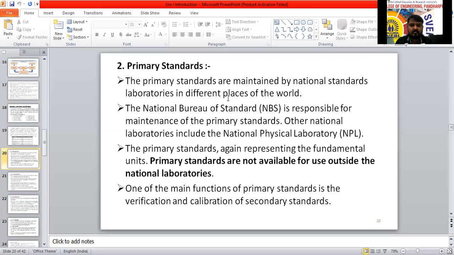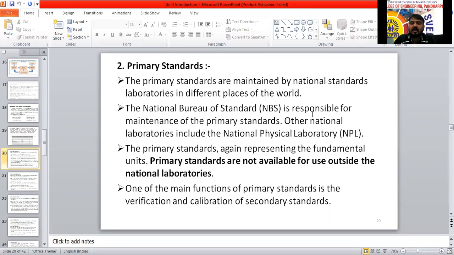Worldwide it is not the same. They count in dollars. We count in rupees, and all over India we count the amount in rupees only. Yes, that is called national. It is applicable to India; we are talking about India only. So this is what we call national standards.